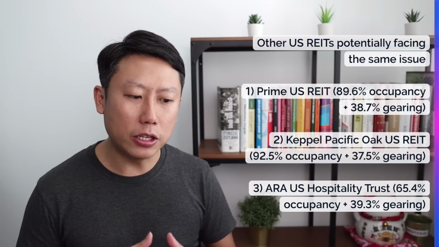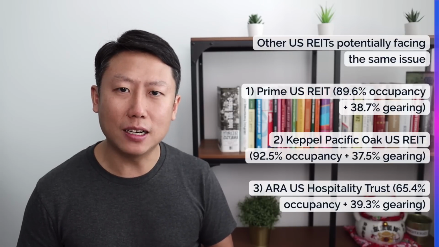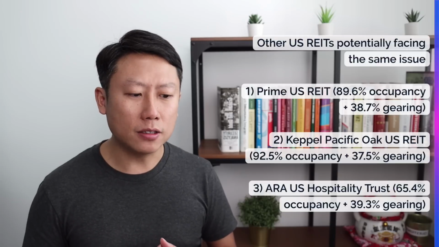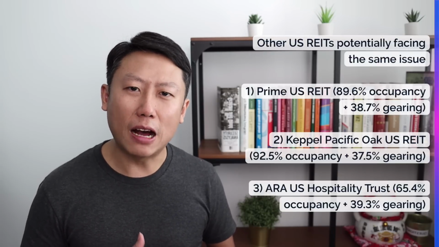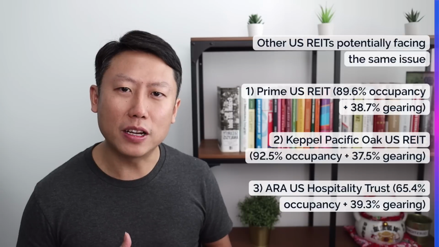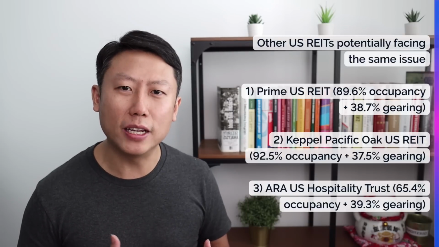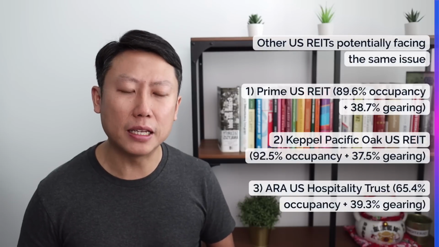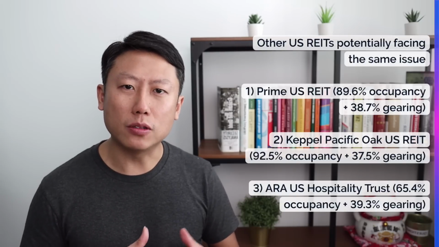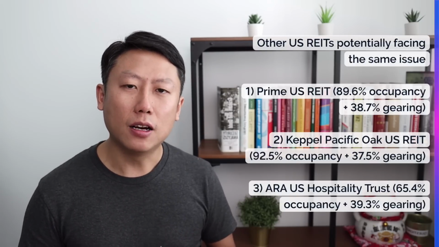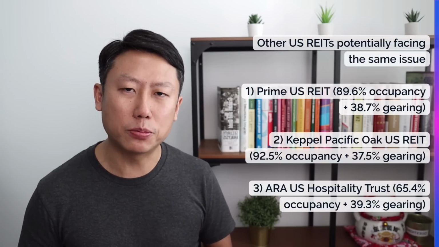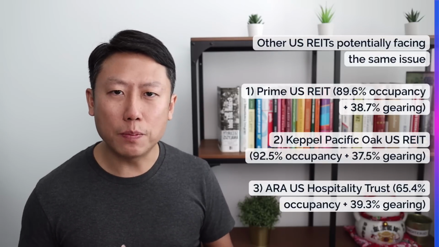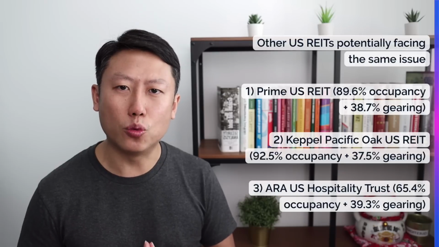And lastly is ARA US Hospitality REIT, which is a hotel REIT, okay? And occupancy is 65.4%, which hasn't really recovered to pre-COVID numbers, right? It's still quite slow in its recovery, so that's a bit disappointing in that sense. And the gearing is also at 39.3%, on the higher side among the rest, right? So if again valuation drops, this gearing is going to go up as well. So these are some potential minefields that I think investors should watch out for, right?